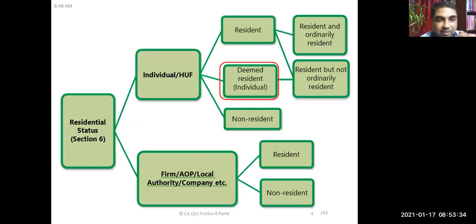Now same thing, same chart, I'm explaining to you in a different way. Residential status is dealt with in section 6. So now we are going to learn section 6 of the Income Tax Act 1961. Firm, AOP, local authority, company, AJP, etc. will be classified either as resident or non-resident. Individuals and HUF can be classified as resident or non-resident. But there is one more category only for individual, that is deemed resident. And once someone is resident, we have to classify them as resident and ordinary resident or resident but not ordinary resident. This is how we have to classify.